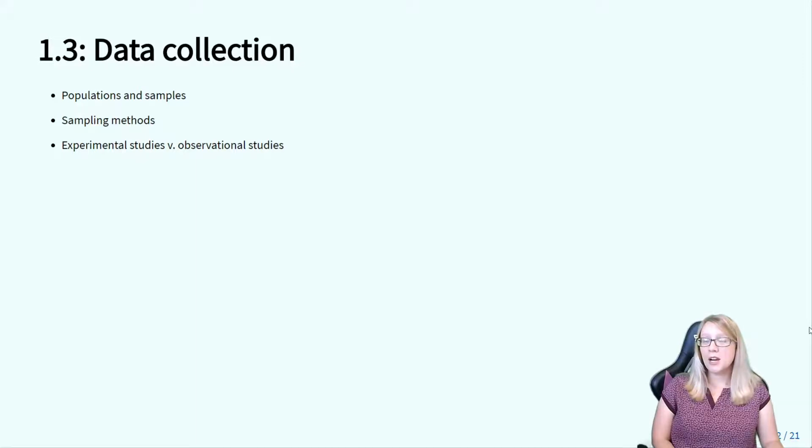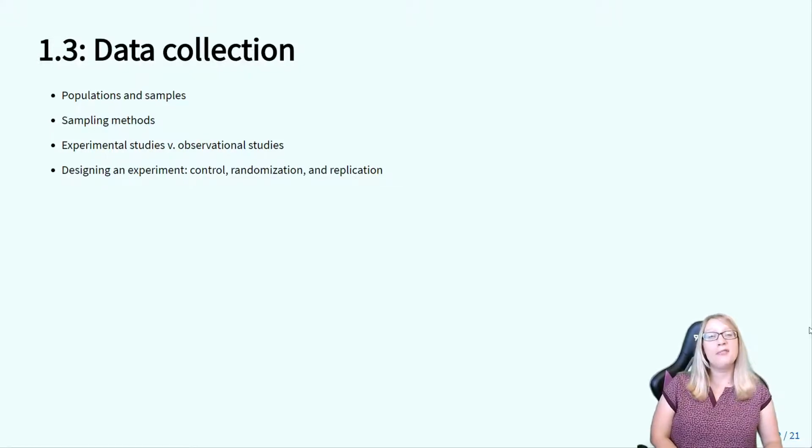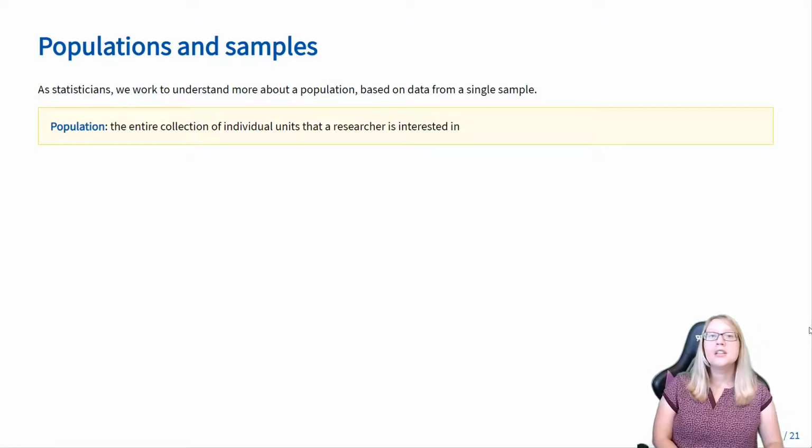We'll talk about experimental studies versus observational studies. So what are the major differences between those? How do we choose which type to use? And then finally, we'll go through some principles of designing an experiment, namely control, randomization, and replication. So let's start with populations versus samples.